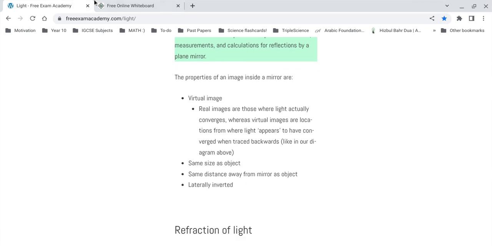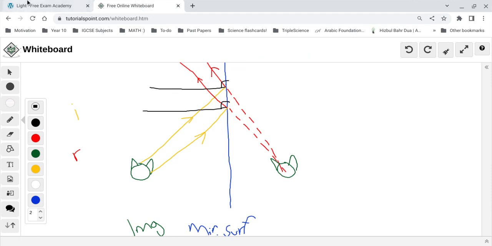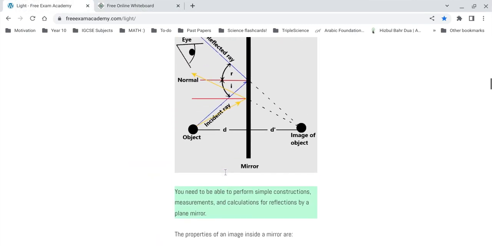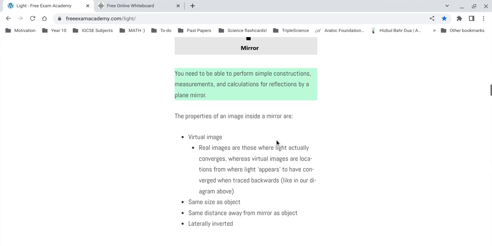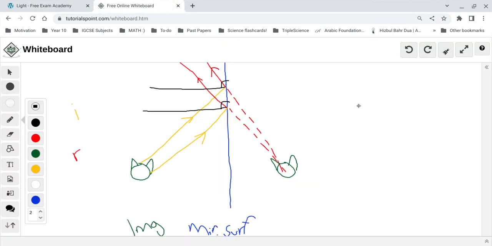It should be the same size as the object. So see, the cats are the same size. Same distance away from the mirror as the object, as you can see over here, the same distance, and laterally inverted. Laterally means side by side, I guess. Laterally inverted means opposite. I don't know how this is a symbol for opposite, but you know what I mean. So if someone is looking in the mirror, right? This is the person who's not in the mirror. And then we have, let me draw a mirror.